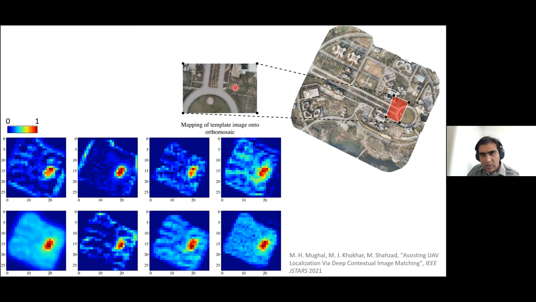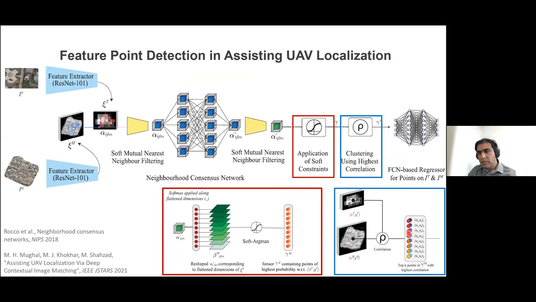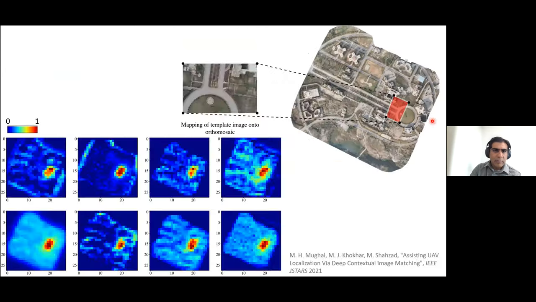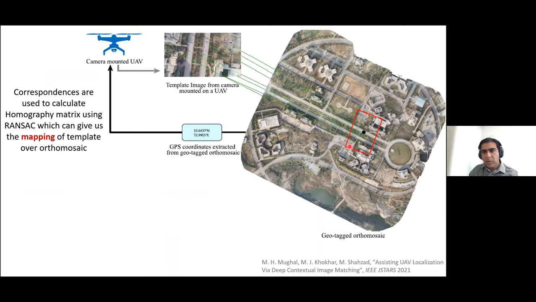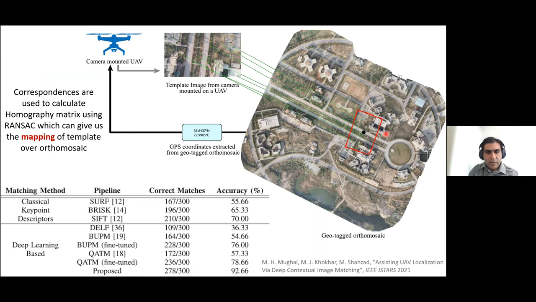Here we could see this particular region is well focused on the ortho mosaic in this region, which conforms. Later we use the indices of these points and feed them into the neural network to upsample the index location into the original dimensions of the ortho mosaic and the template. So these are the feature correspondences which are generated. These correspondences are used to calculate the homography matrix using RANSAC for the matching of template and ortho mosaic. And these are some of the results.